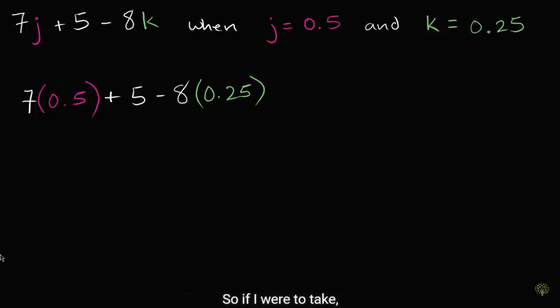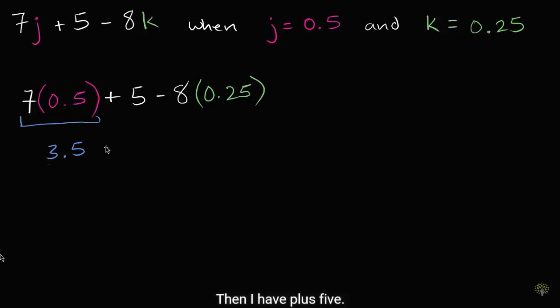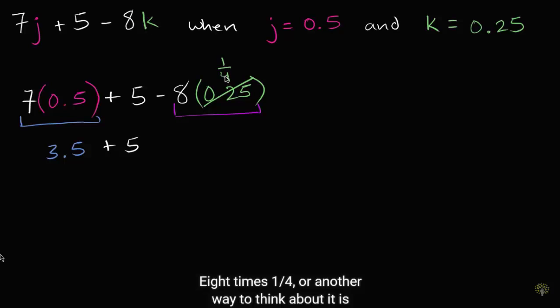So if I were to take, and I can color code this, 7 times 0.5, half of 7, that's going to be 3 and a half, 3.5. Then I have plus 5, and then I'm going to subtract 8 times 0.25. 0.25, that's the same thing as 1/4. 8 times 1/4, or another way to think about it is 8 divided by 4 is going to be equal to 2. So this whole thing is going to be equal to 2. We have this minus out here, so minus 2.